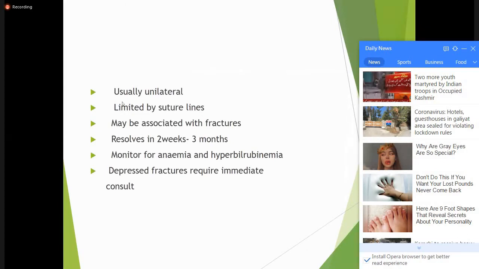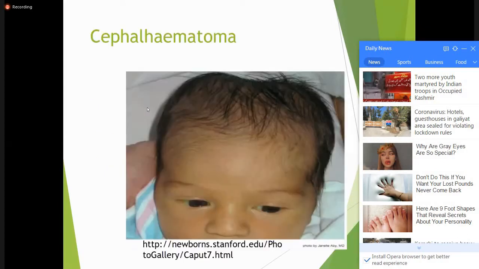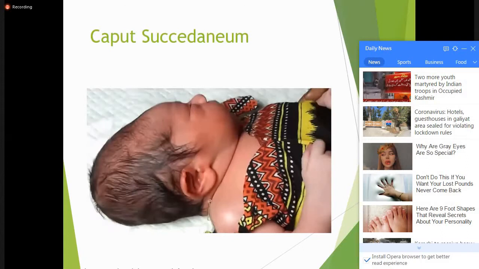It's usually unilateral. It is limited. Sorry, this is a cephalohematoma. So caput is usually self-resolving, and unless it is very large, you don't have to worry about it. It usually resolves by itself within 7 to 10 days.